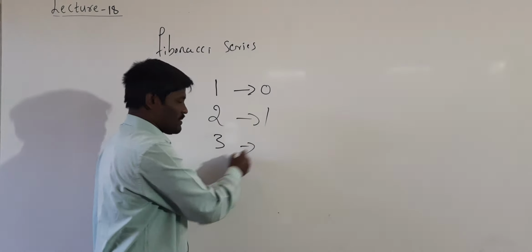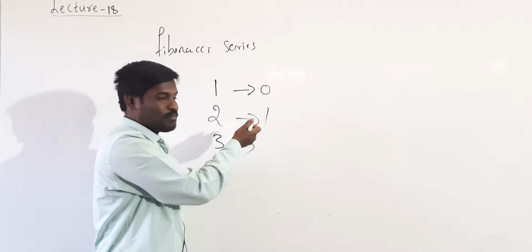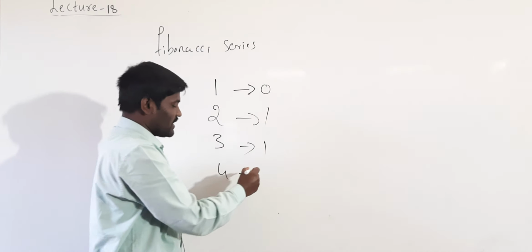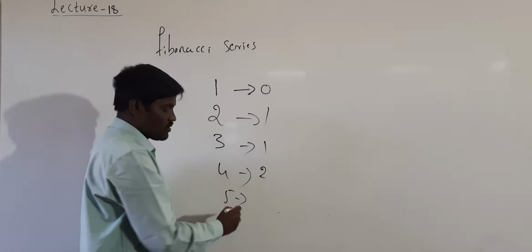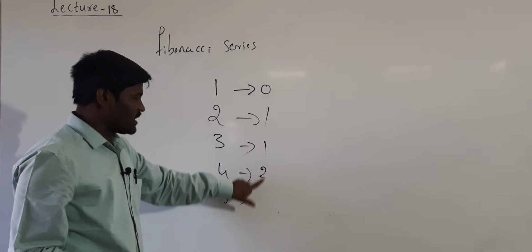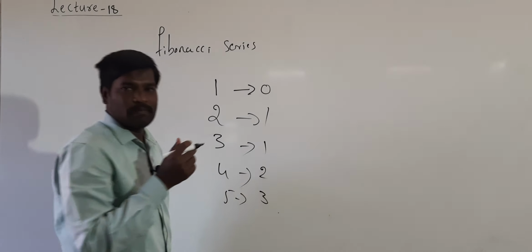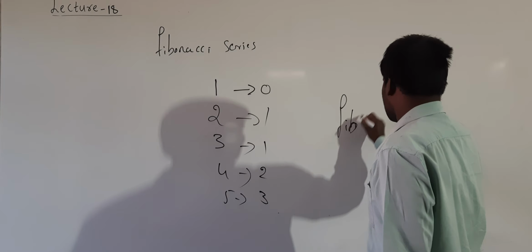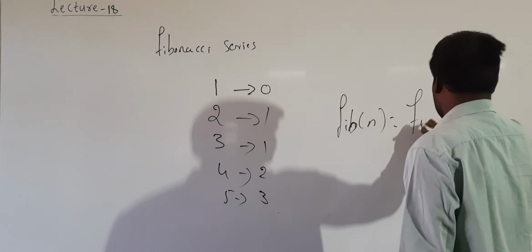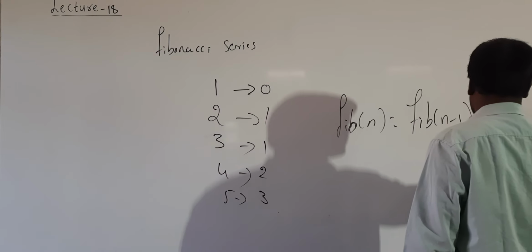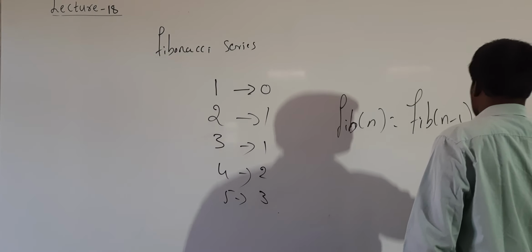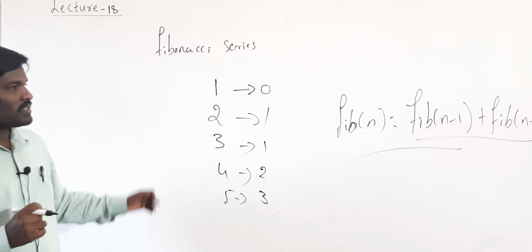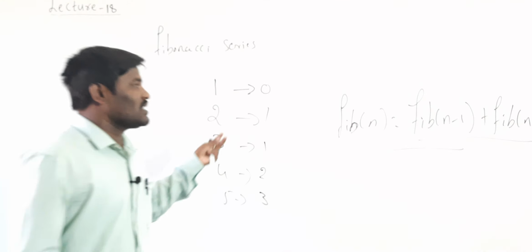The third Fibonacci number is Fibonacci of 1 plus Fibonacci of 2, that is 1. Fibonacci 4 is Fibonacci 2 plus Fibonacci 3, that is 2. Fibonacci 5 means Fibonacci 3 plus Fibonacci 4, that is 3. In general, Fibonacci of n is equal to Fibonacci of n minus 1 plus Fibonacci of n minus 2. This is the general formula for finding the Fibonacci numbers. Now you have to write the program for this.